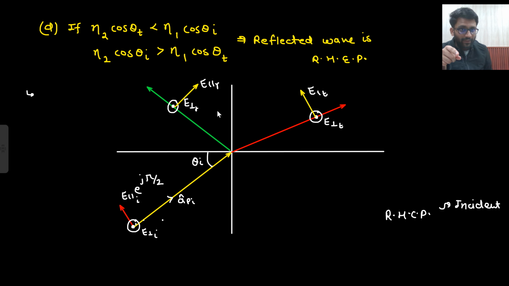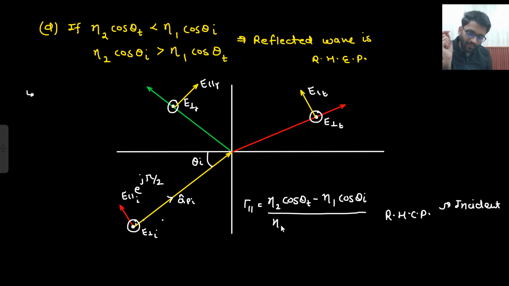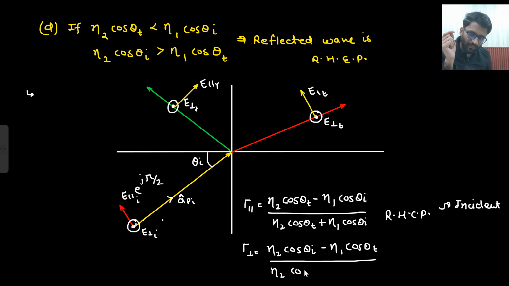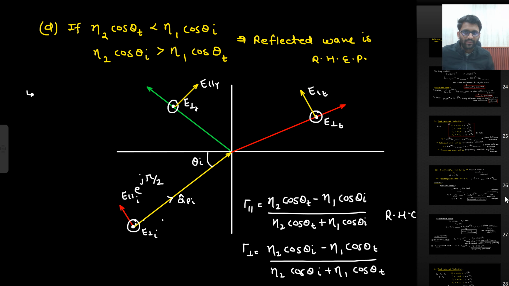For this particular condition, we have derived two formulas. For parallel: eta2 cos theta_t minus eta1 cos theta_i, divided by eta2 cos theta_t plus eta1 cos theta_i. And for perpendicular: eta2 cos theta_i minus eta1 cos theta_t, divided by eta2 cos theta_i plus eta1 cos theta_t. Well and good. Let's take up the cases now. First case.